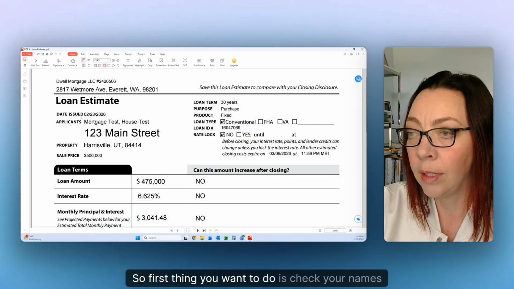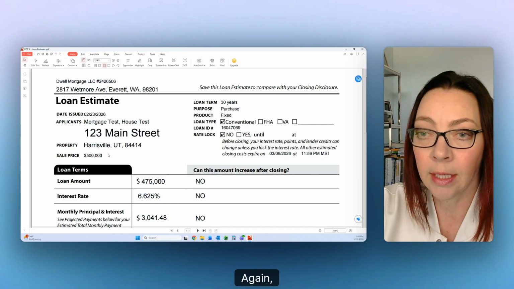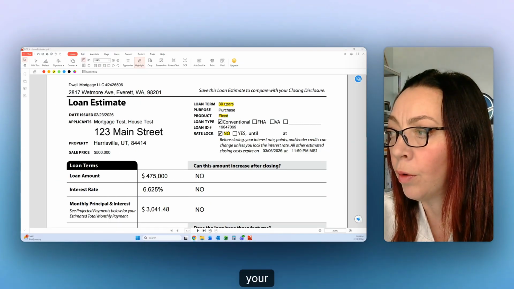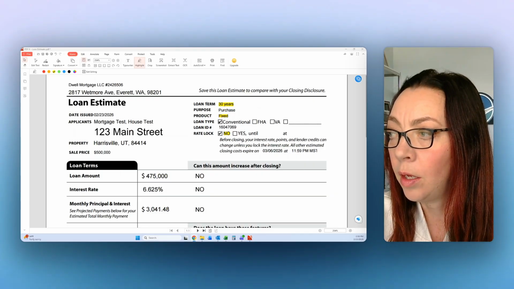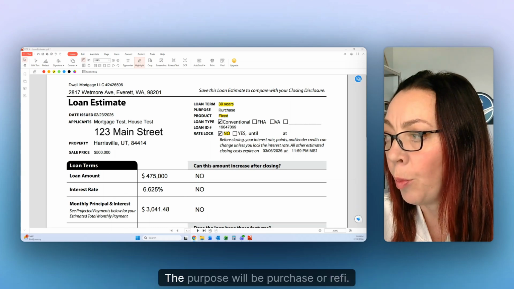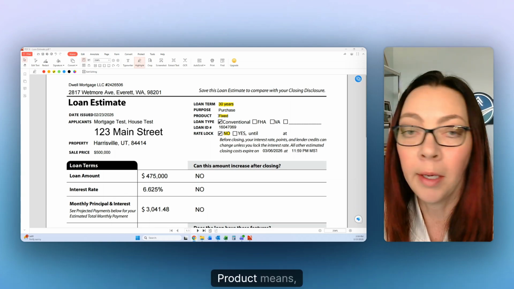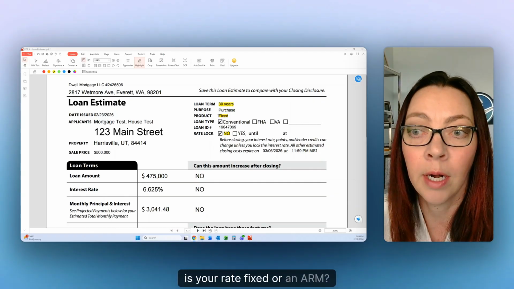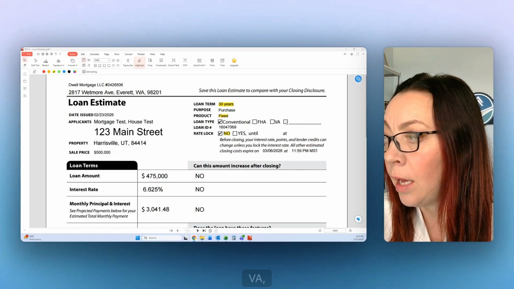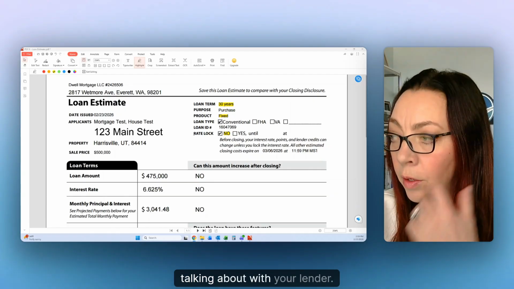So first thing you want to do is check your names are correct, property address, sales price. Again, these are all terms of your contract. The top right corner is going to have the basics of your loan. So in this scenario, first things, loan term, 30 years. That should match whatever you guys talked about. The purpose will be purchase or refi. Product and loan type. Product means is your rate fixed or an ARM? And is it conventional, FHA, VA, or some other kind of loan?